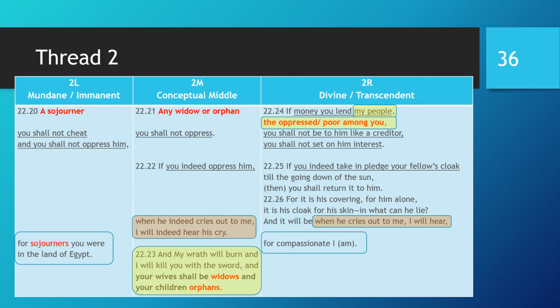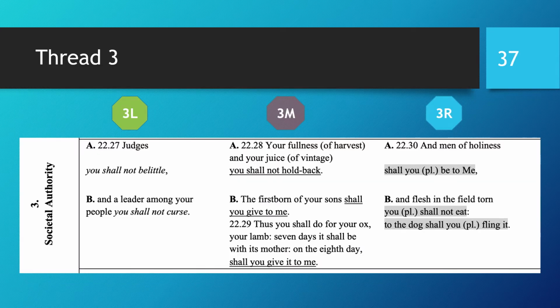Thread 1 is made up of a triad of short laws with no reason given. Thread 2 is made up of a triad of longer laws and with a reason given for each. Then thread 3, another step up in structural complexity. Each segment is made up of a pair of laws, A and B, so 3 pairs of laws about authority in Yahweh's society. But for brevity, we will move on to thread 4 as our next illustration.